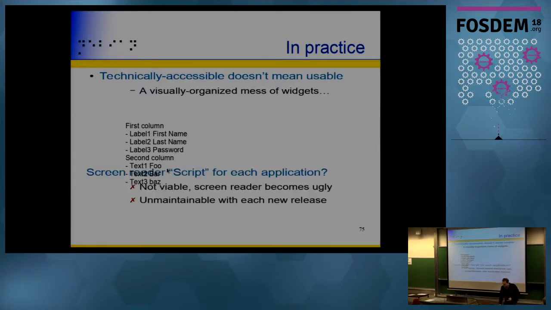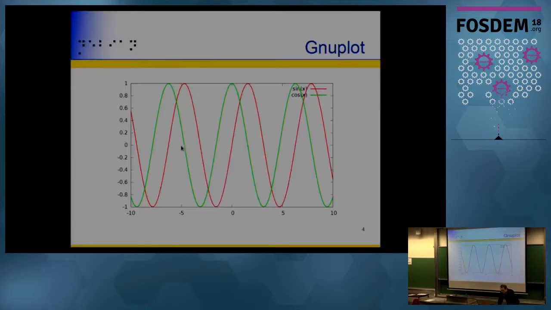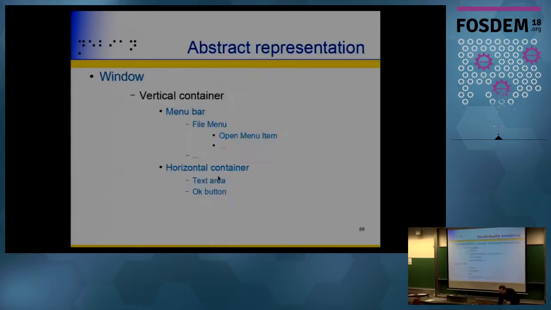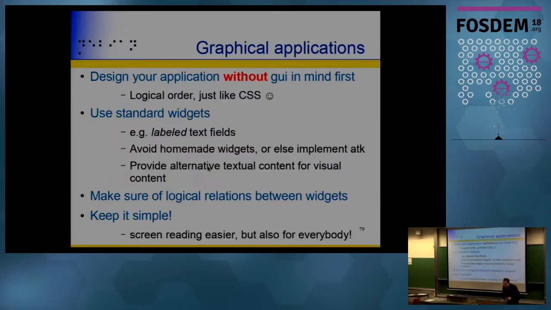Okay, you could say that the screen reader should have a script to fix and to know that it should relate one with the other, but it's not viable in the long term, because the screen reader then gets a lot of ugly hacks and it's not maintainable. In the long term, with each new release, you have to update the hacks. It's not really something we want. Instead, you should just declare properly the relationships between the widgets. To declare them properly means you say that this text is labeled by this label. So that's what we will focus on.